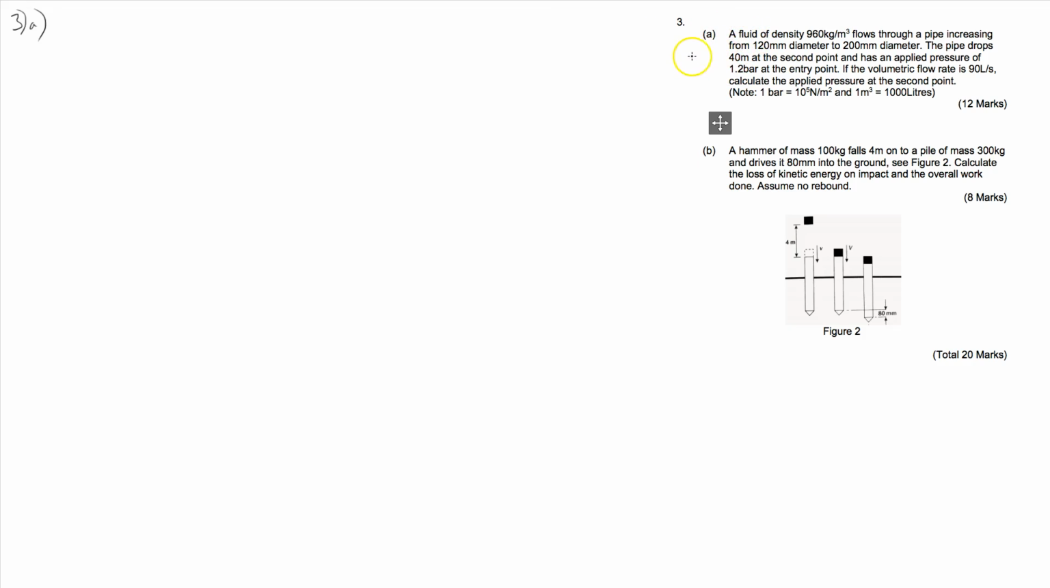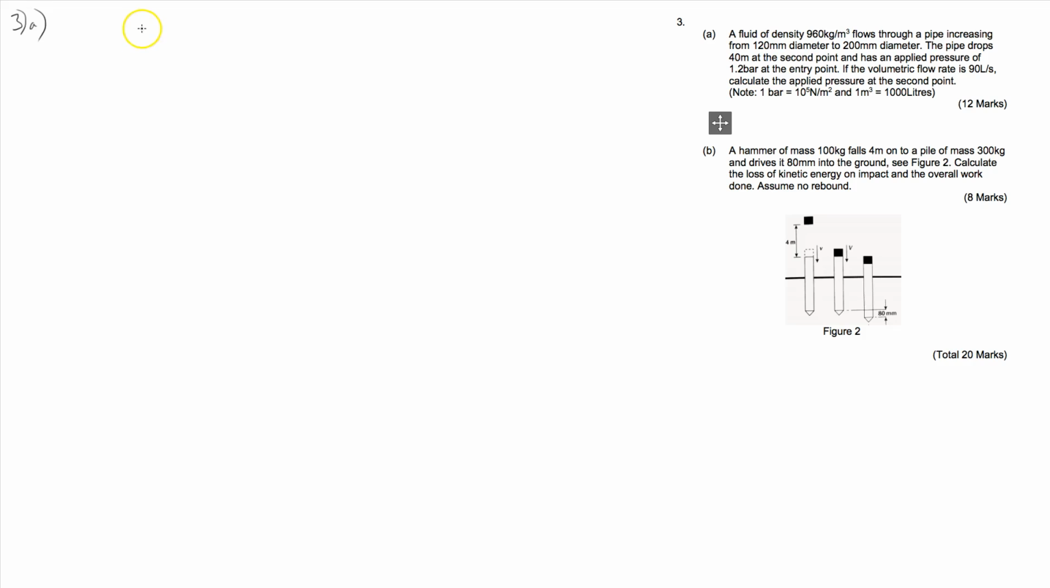These are two separate and discrete questions. At least the first one's worth 12 marks this time. So let's give it a go. We're going to draw a diagram, state relevant formulae. Okay, so fluid of a given density flows through a pipe increasing in diameter from 120 to 200. The pipe drops 40 meters at the second point. Okay, that's enough to get started.